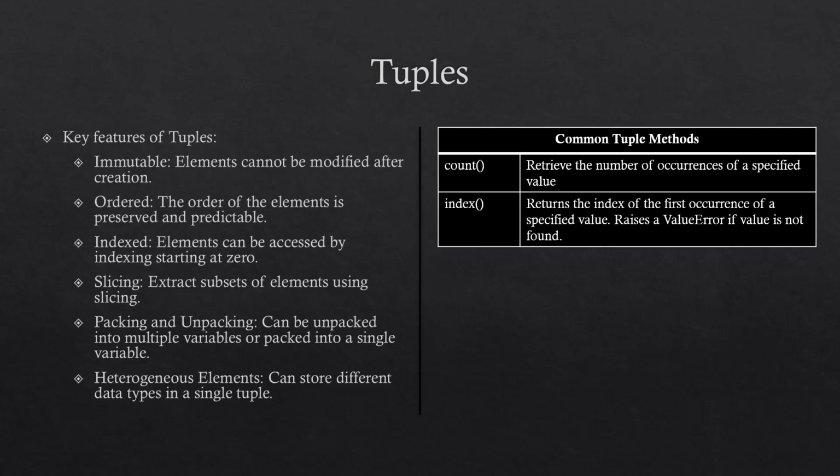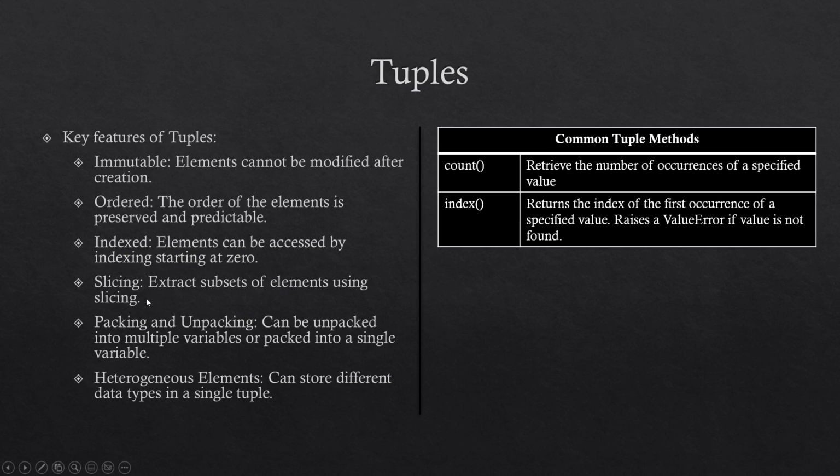In this video, I'm going to introduce you to tuples. Some key features of tuples are that they are immutable, meaning that once you create one, the elements cannot be modified after creation. They are ordered. The order of the elements is preserved and predictable. They are indexed, so you can access the elements by an index starting at 0.